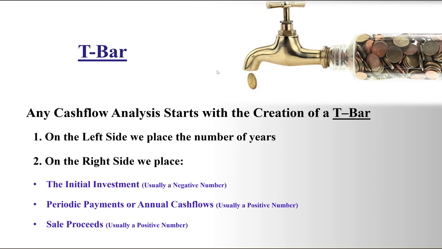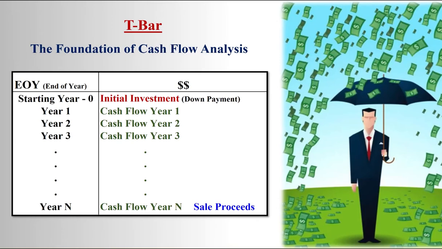So in a nutshell, every cash flow analysis starts with a T-bar. On the left side, we put the number of years, and on the right side, we place the initial investment, the periodic payments or the cash flows that we receive for those years, and finally, we place the sales proceeds to top it off.